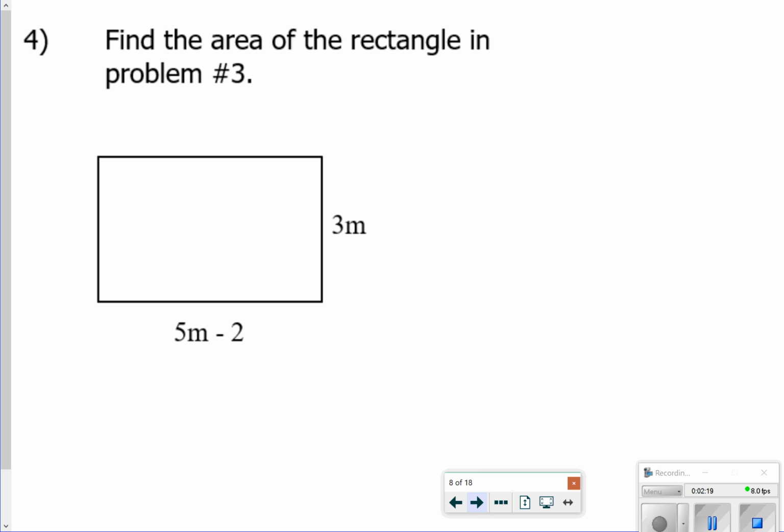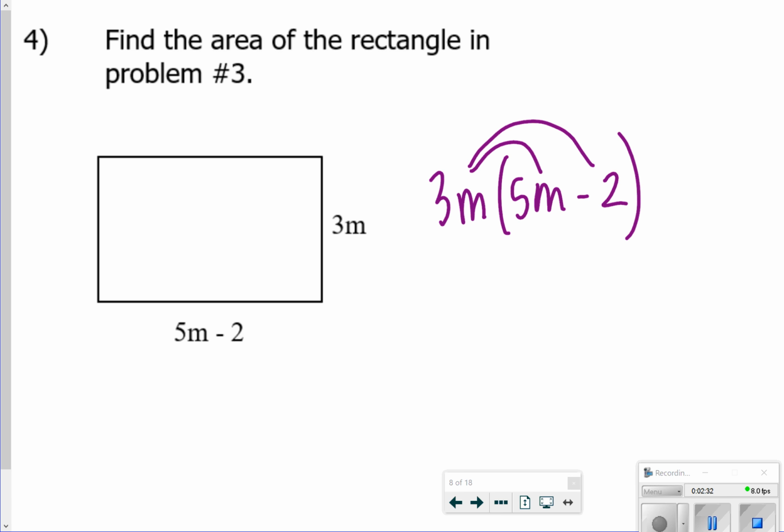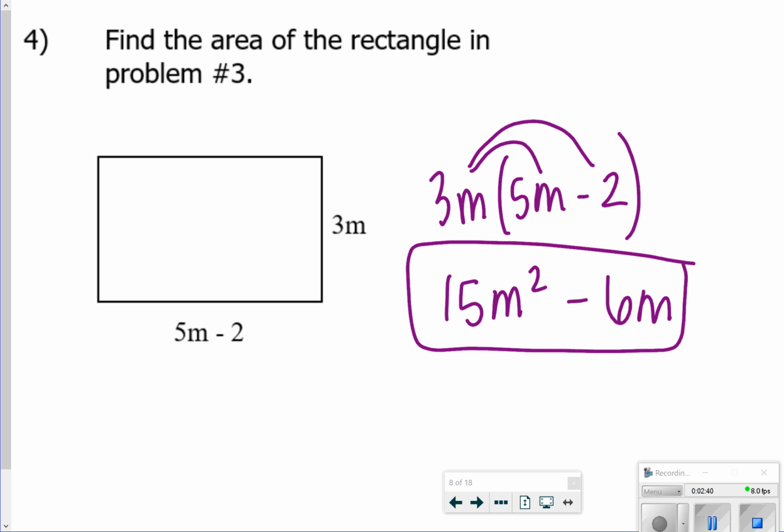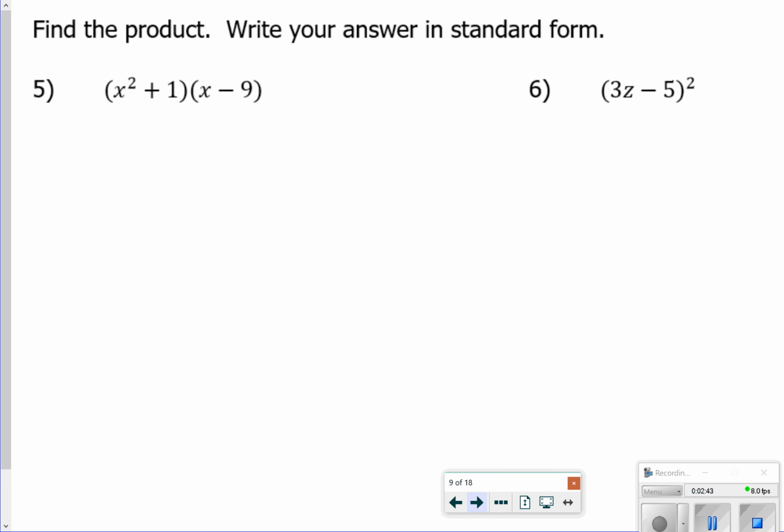Number 4, though, just asks us to find the area of the rectangle in the problem number 3, so I'm taking base times height or length times width. So I'm basically doing 3m times the 5m minus 2. And I'm going to think about this as distribution here. 3m times 5m is 15m squared. And 3m times negative 2 is negative 6m. So here's my answer for number 4. Let's go ahead and turn over and look at number 5.